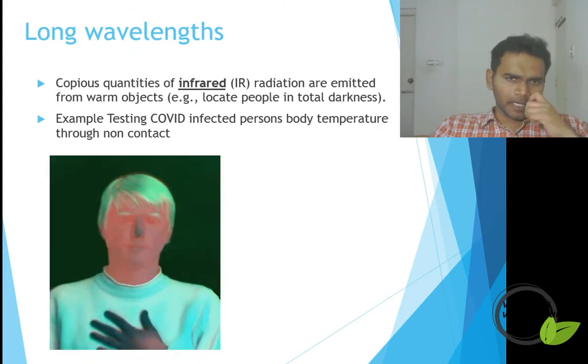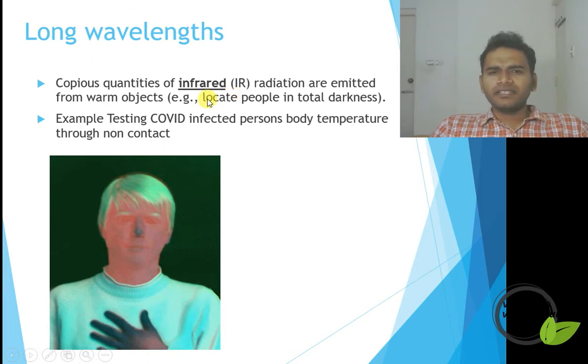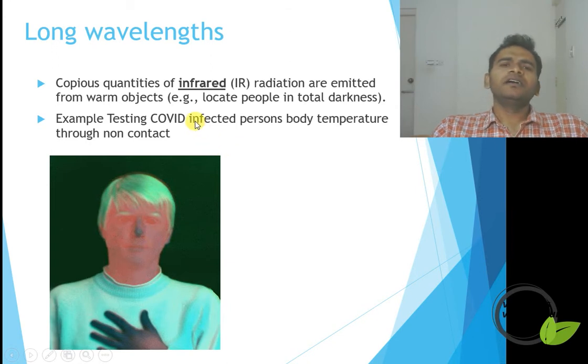And let us talk about the next part, which is a longer wavelength, which is infrared. These things are very essential in order to quantify some things that are emitted, especially, the best example, now that the world is threatened by one typical virus, that is COVID-19. So you can test whether the body temperature of a person is high or not through a non-contact technique. Non-contact technique is very much essential nowadays, because this disease is very contagious.